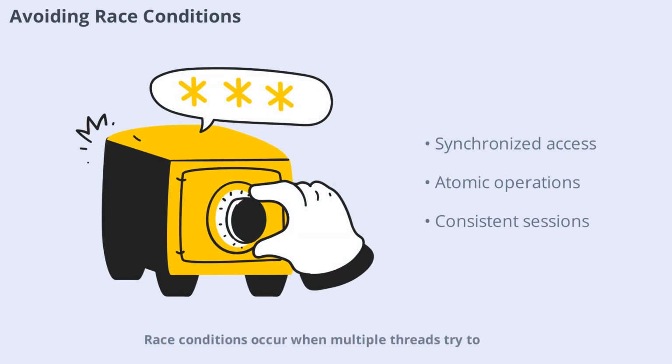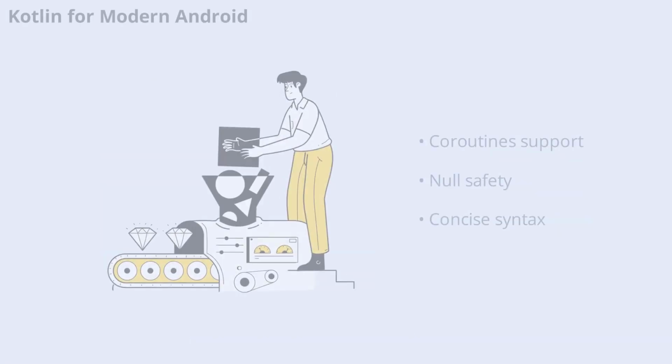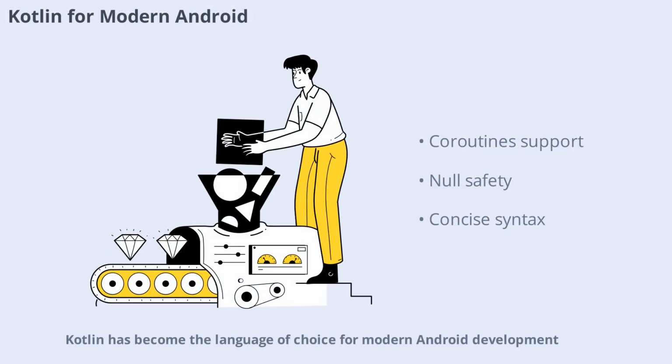Race conditions occur when multiple threads try to access or modify the same data at once, leading to unpredictable results. Our session management engine uses synchronized access and atomic operations to prevent these issues. By carefully controlling how and when data is updated, we ensure that sessions remain consistent and reliable, no matter how many users are active. Kotlin has become the language of choice for modern Android development.